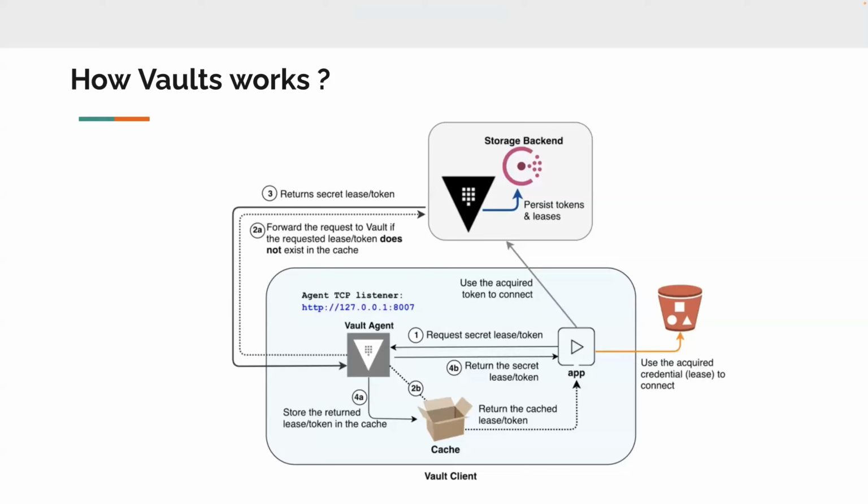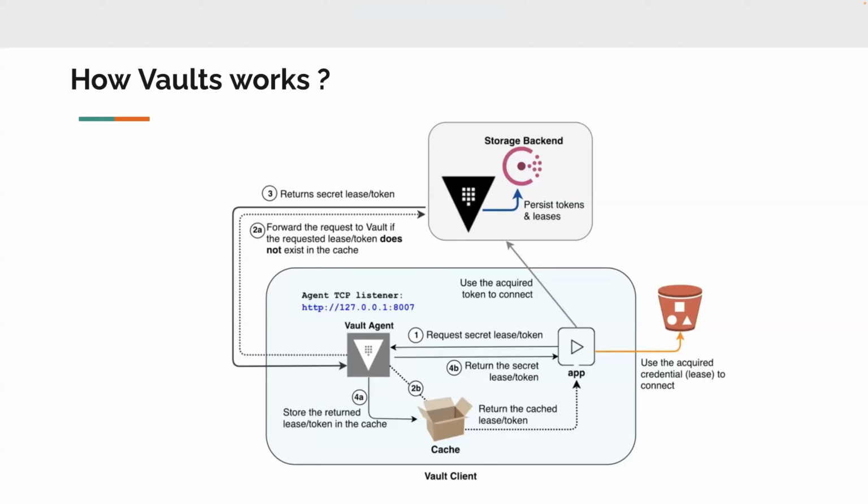First, again I'll reiterate, is to request a secret lease token so that it can authenticate to the Vault storage backend. Then it's forwarded to the Vault server using the Vault agent. The Vault server core goes to the storage backend so that it can persist the token for a certain amount of time. Then the core server returns the secret lease to the Vault agent. Once it is done, the Vault agent goes to the cache and stores it in that area.